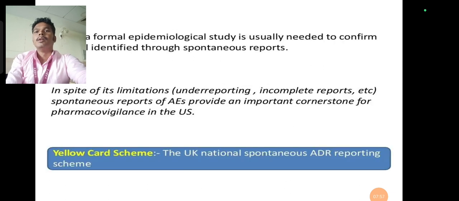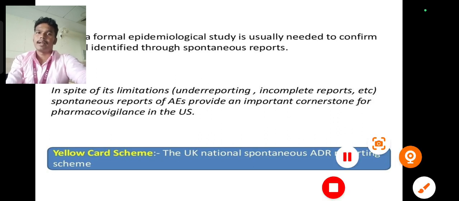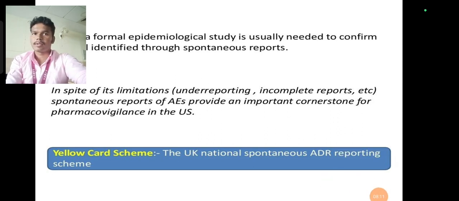So a formal epidemiological study is usually needed to confirm a signal identified through spontaneous reports. In spite of limitations like underreporting and incomplete reports, spontaneous reports of adverse events provide an important cornerstone for pharmacovigilance in the US. So there is an AdHOC scheme followed in the US for healthcare professionals to report those ADRs.